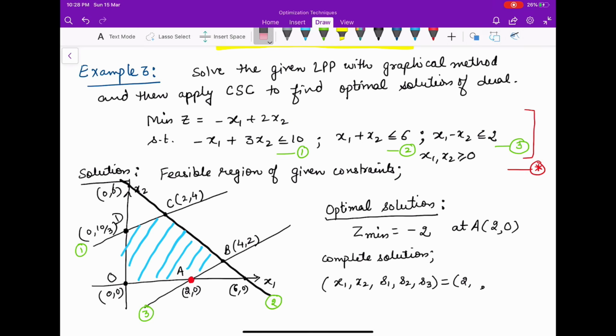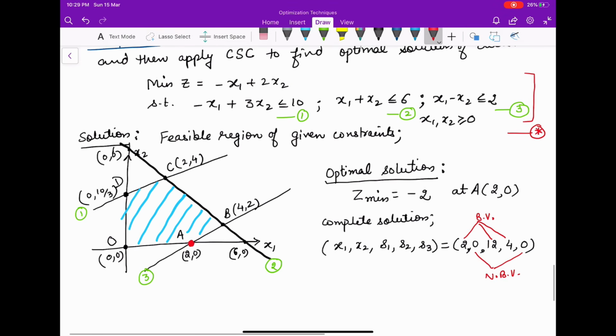S1 is nothing but 12, 4, 0. Now this is very clear, because the non-basic variable takes the value 0 and the basic variable may not take the value 0 unless they are degenerate. So these are non-basic variables and these 3 are basic variables in the primal problem. Once we identify which are basic and which are non-basic variables, you can apply complementary slackness conditions.